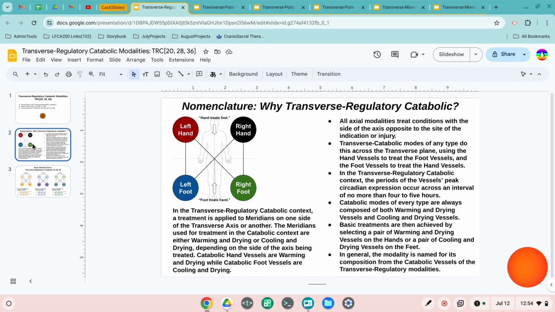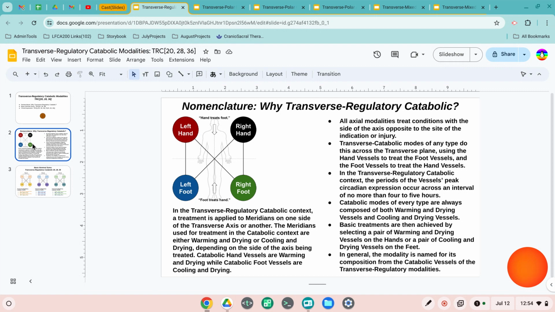The bullet points on the right provide the same information previously given from a slightly altered but entirely equivalent perspective. They are as follows. All axial modalities treat conditions with the side of the axis opposite to the site of the indication or injury. Transverse catabolic modes of any type do this across the transverse plane, using the hand vessels to treat the foot vessels and the foot vessels to treat the hand vessels.